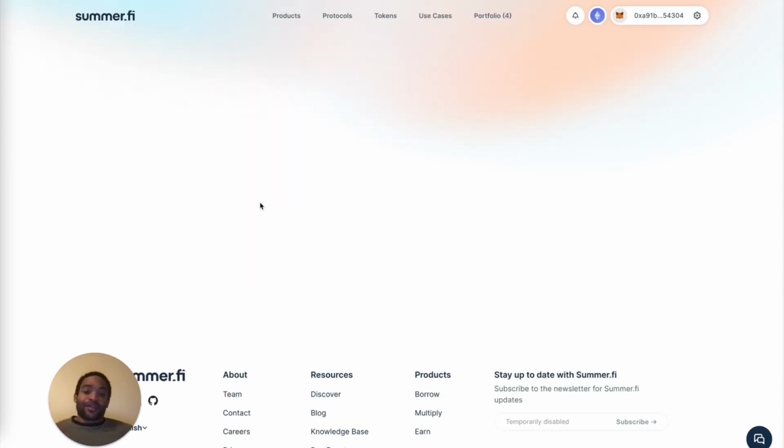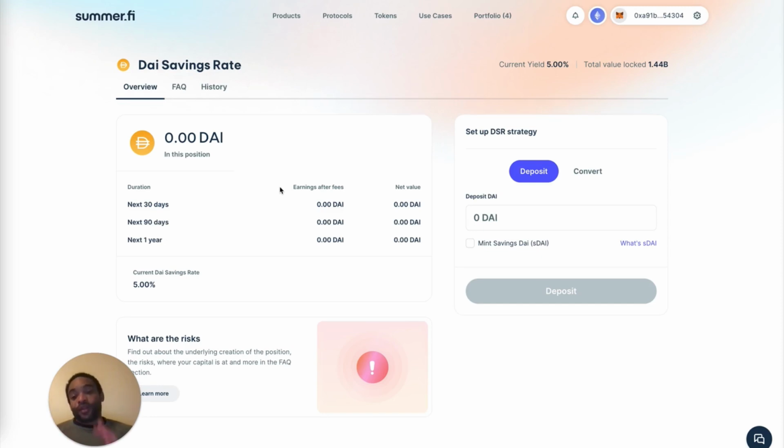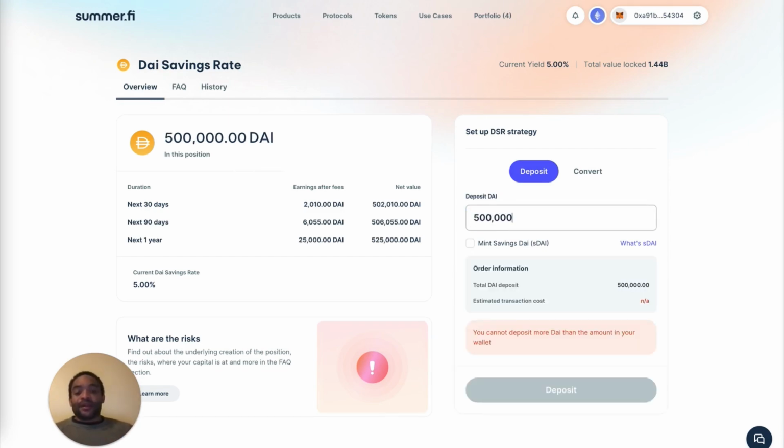And that's exactly what this group of people did with their relatively large sum of DAI. For them it was really easy: just type in exactly how much DAI you want to deposit, and platforms like Summer make it really easy to get that information that you would otherwise have to calculate yourself.